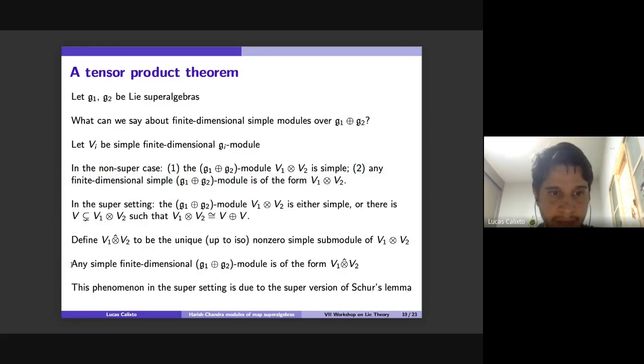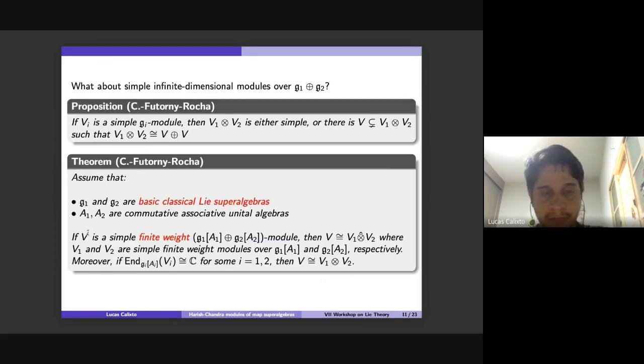Precisely, we have this here. What it says is that if V is a simple finite weight module over this direct sum, then V is going to be the hat tensor of V1 and V2, where V1 and V2 are simple finite weight modules over G1 and G2 respectively. We can also say when this hat tensor product is in fact just the tensor product. This happens when we look at this endomorphism space, and if for some i this endomorphism space is just C, then the tensor product itself is simple, right?